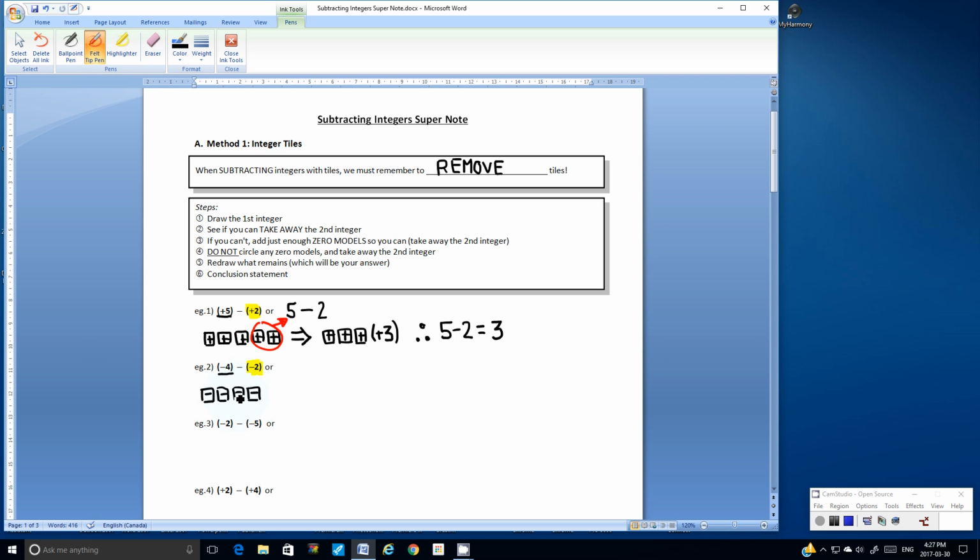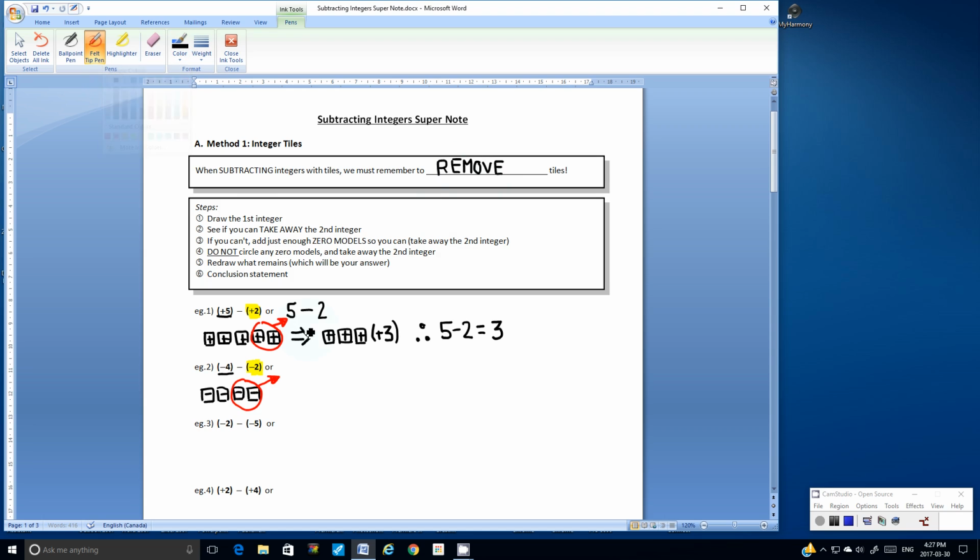So let's look at our diagram here. Is it possible to take away 2 negative tiles from this diagram? Yes, it is possible. So let's circle 2 negative tiles, and let's show the arrow that we're going to remove them. Remember, the whole point is we're removing tiles.